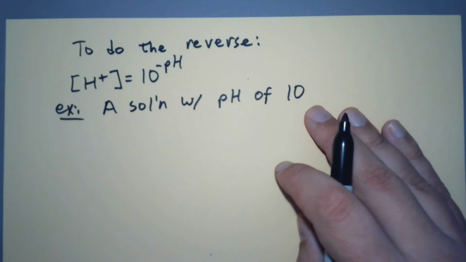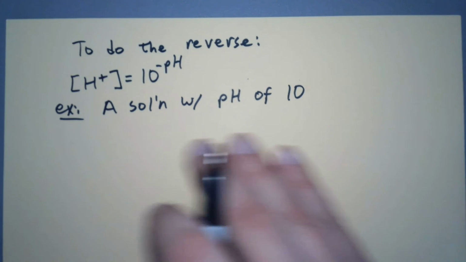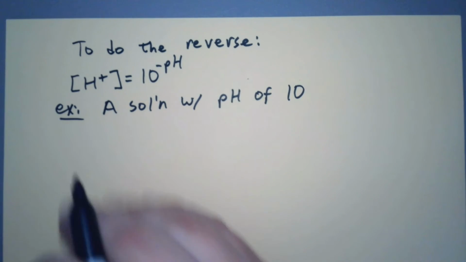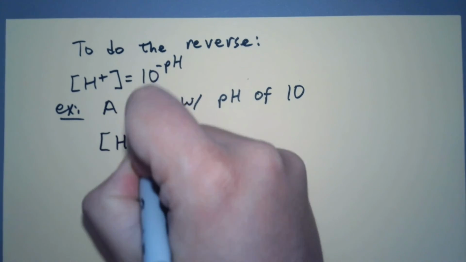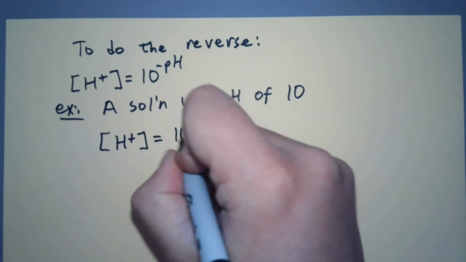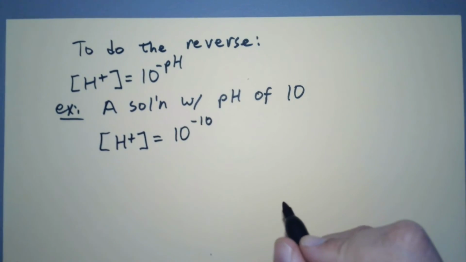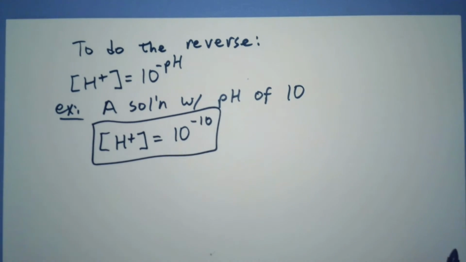So you've got a solution with a pH of 10. Maybe it's my swimming pool, 4 weeks ago. But what's the H plus concentration for that? Well, H plus is going to be equal to 10 to the minus 10. Good enough for me. Boom. Done. I'm not going to write 0.00 blah blah blah 1. Okay? I've got better things to do with my time.